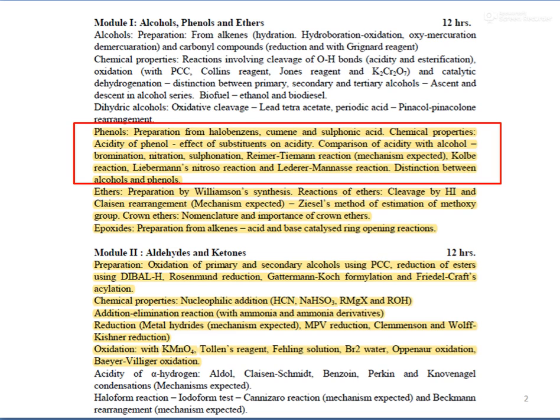In module 1, you have to learn about the preparation of phenols from halobenzenes, cumene and sulfonic acid, then about the chemical properties like the acidity of phenol, effects of substituents on acidity, then comparison of its acidity with alcohols, then the various reactions of phenols like bromination, nitration, sulfonation, Reimer-Tiemann reaction, Kolbe's reaction, Liebermann's nitroso reaction, and Lederer-Manasse reaction, and finally the distinction between alcohols and phenols.